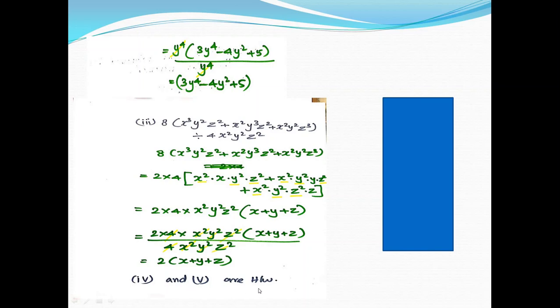Fourth and fifth are your homework. Complete your homework and complete it on time. Don't waste your time. And I have given the worksheet last week that you will take 1 week of time to complete, so complete it and update everything.